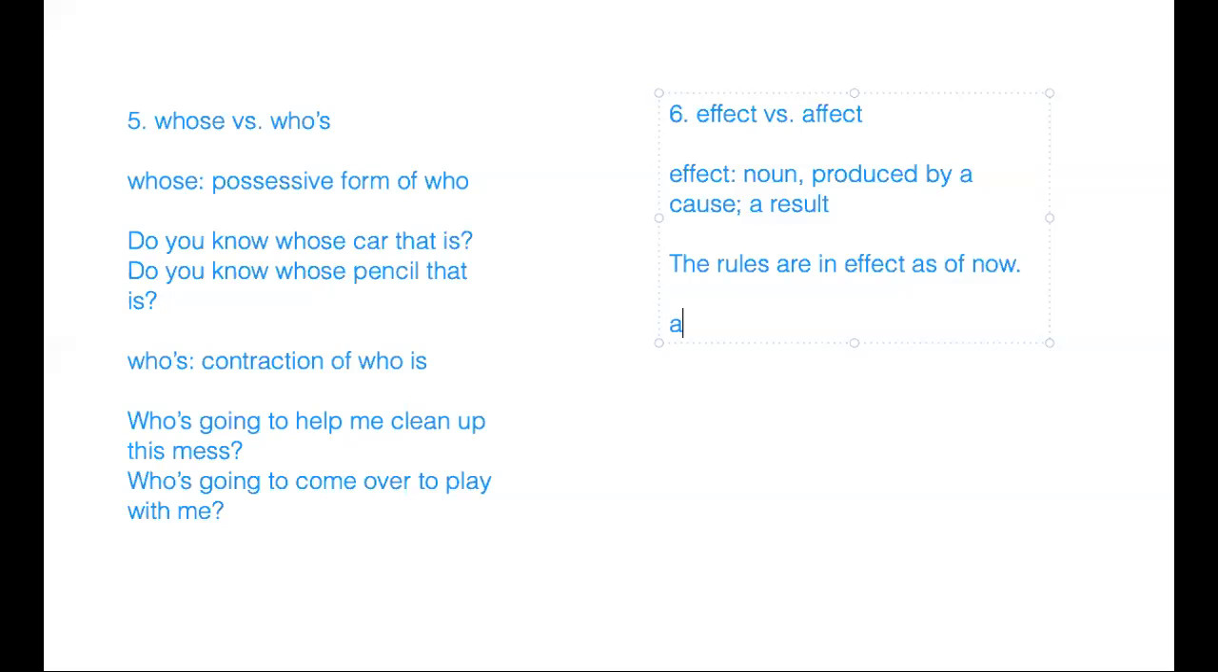Now, affect, if we start the word with an A instead of an E, that's going to be a verb. Who can tell me what a verb is? Yes. With the red shirt. A verb can be an action or linking verb. Yeah, totally. We're talking about things that you can do. It's an action, 100%. Running. Pumping. So this is going to be to act on, to produce a change. So effect, we're talking about the change itself. Affect, we're the ones like making the change happen.